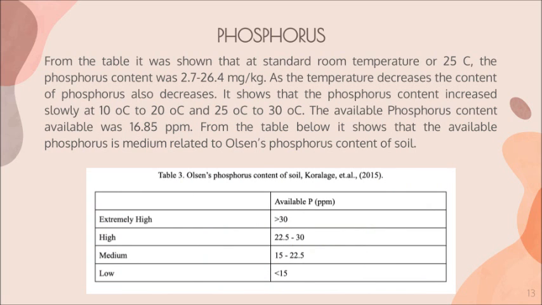After the absorbance values were obtained, the calibration curve can be drawn and its equation determined, and then the equation can be used to calculate the availability of phosphorus content. And then here we got 16.85 ppm, which, from the table below, shows that the available phosphorus is medium for this phosphorus content of soil.